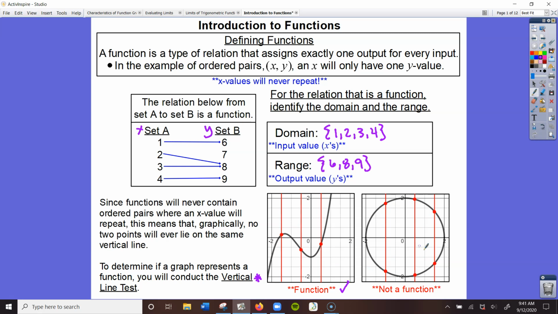Versus if we look at this graph here, we see that this vertical line crosses twice. This means that if I were to write down the coordinates, let's say for example, this one here would be (-1, 1.75), and this one would be (-1, -1.75). You'll notice that these x's here repeat. Therefore, this is not a function.